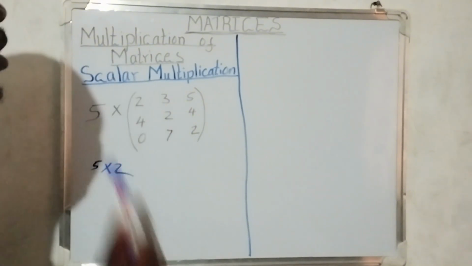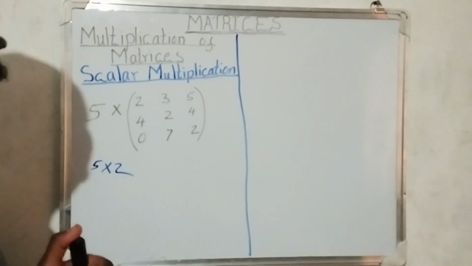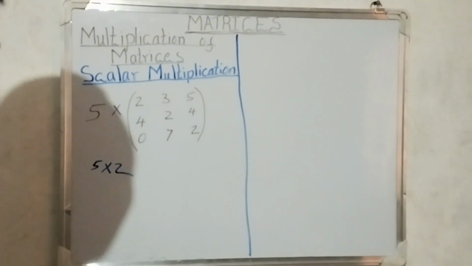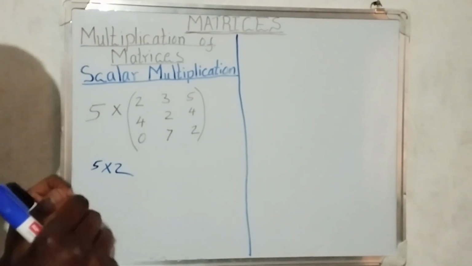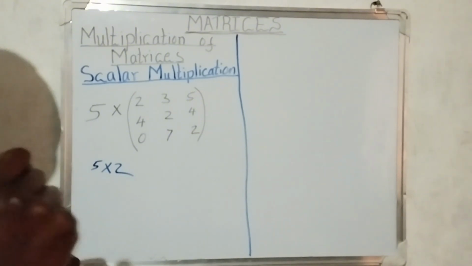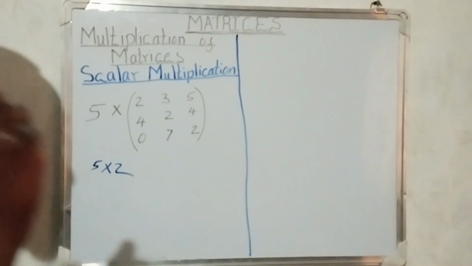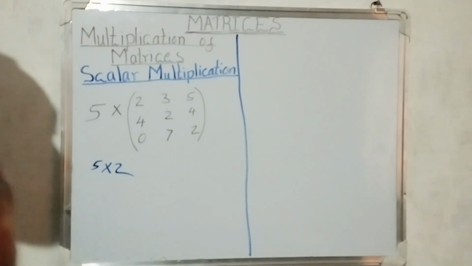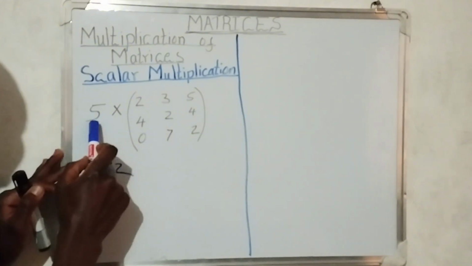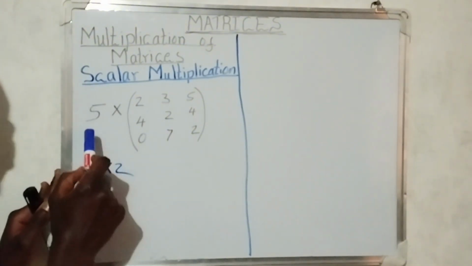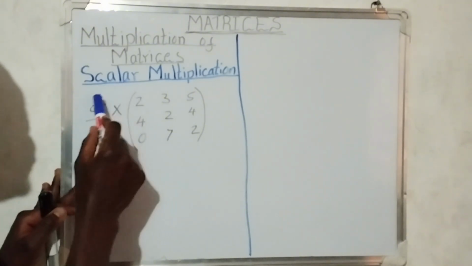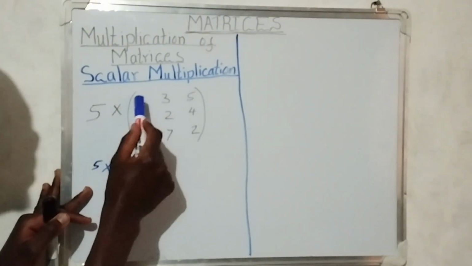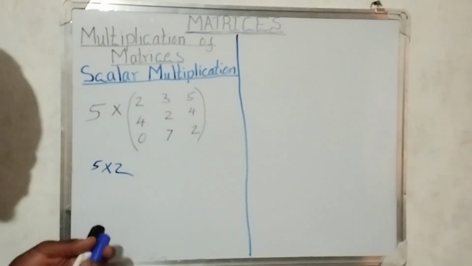Today, I want to take you through the topic on multiplication of matrices, and I want us to deal with scalar multiplication. This is whereby a single number called a scalar is used to multiply each element within a matrix. So this is a scalar or a factor. We are going to use this 5 to multiply this matrix here. Every element, each element. So let's begin.